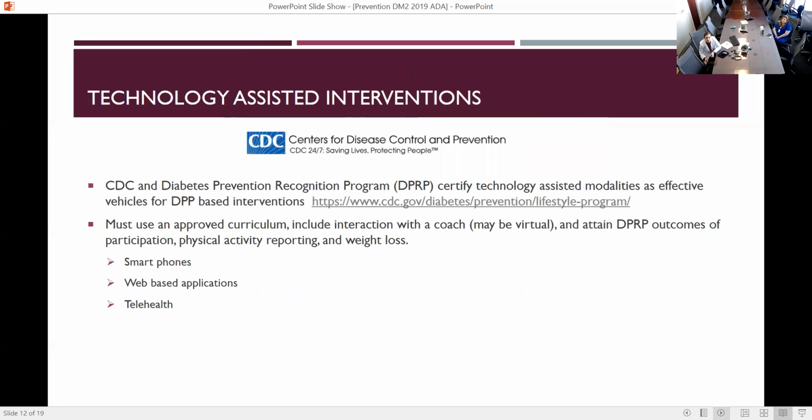So using technologies, the CDC did certify technology-assisted modalities as effective vehicles for these DPP-based interventions. And I put the website on there, so if you wanted to refer to it, it basically tells you how to get this set up. They have to use an approved curriculum, include an interaction with a coach, which could be a virtual coach, and they have to meet their outcomes with participation, activity, reporting, and weight loss. And they even said using things like smartphones, web-based applications, and telehealth are all fine.